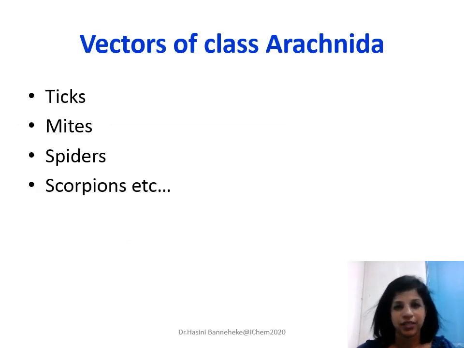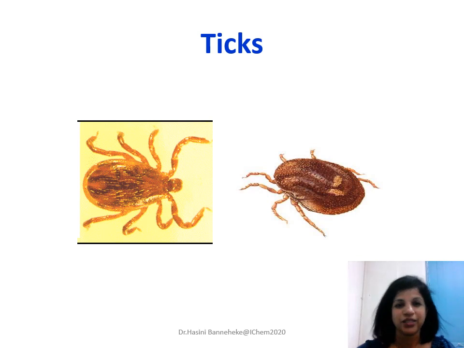So let's get started with some of the vectors in the class Arachnida. Here we are going to deal with ticks, mites, spiders and scorpions. So let's start with ticks.